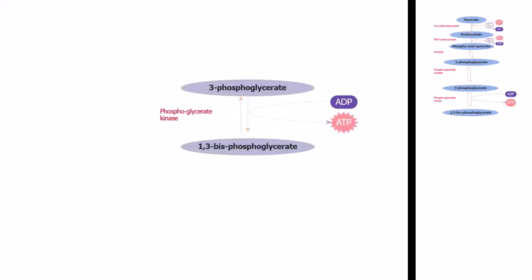In the fourth reaction, 3-phosphoglycerate makes 1,3-bisphosphoglycerate. ATP is freed in this reaction. Enzyme phosphoglycerate kinase boosts this reaction.